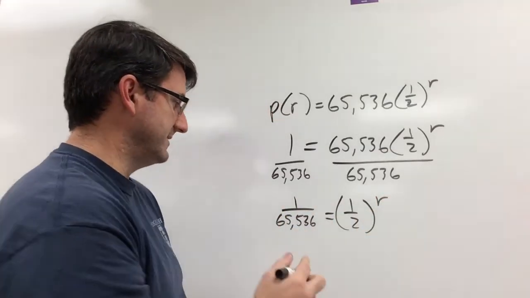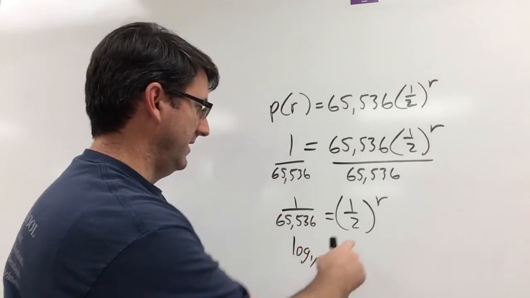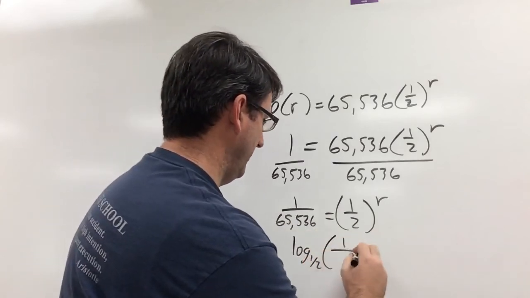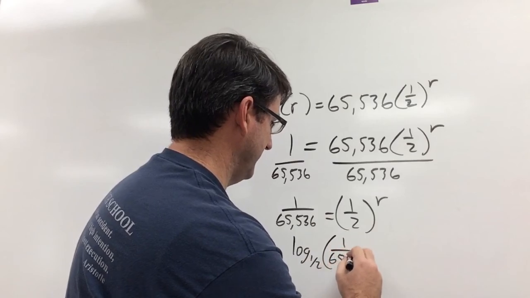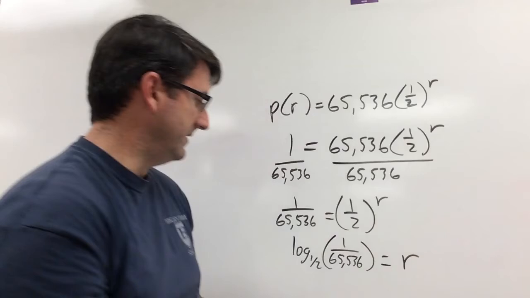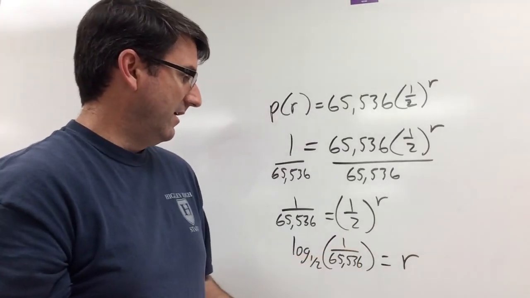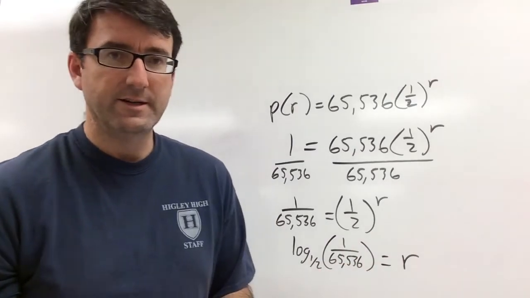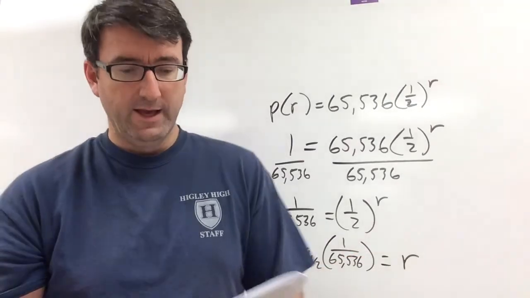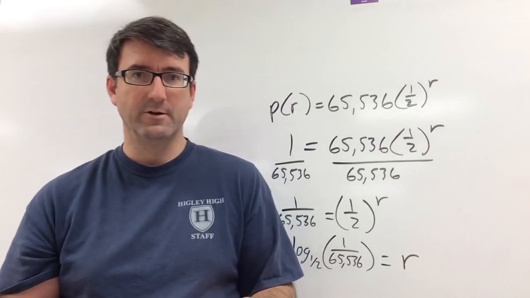Now we can rewrite this as a log. We get log base 1/2 of 1 over 65,536 is equal to R. And then we can plug this into our calculator. Log base 1/2 of 1 over 65,536. And we find that R is 16. It's going to take 16 rounds to determine our champion.